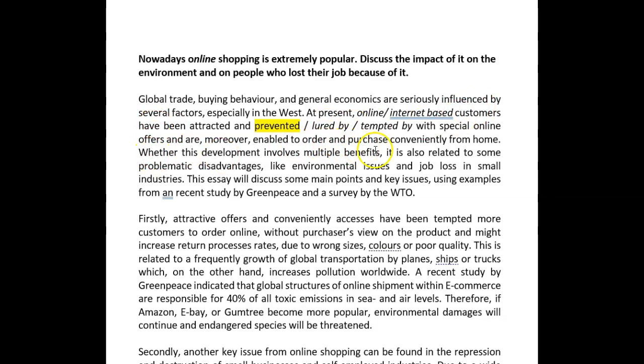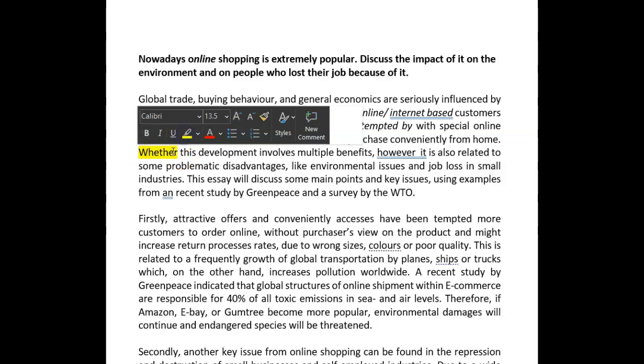Whether this development involves multiple benefits. Now, not "whether". If you go "whether this development involves multiple benefits, has..." is a frequently asked question. Full stop. So whether is like if. You can't have whether and then continue like that. So: this development involves multiple benefits. However, you need to have "however" here. So be careful starting with whether, it's a really difficult word.